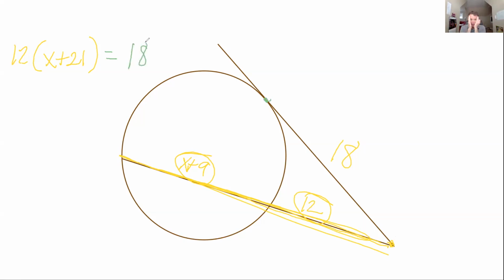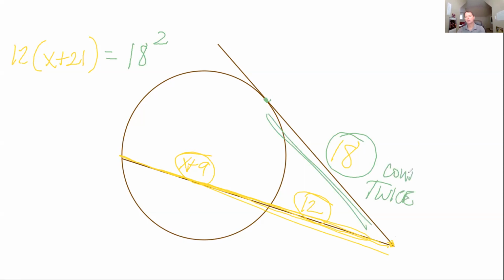But, oh boy, what about the other one? It's also 18. So when you have a tangent, then this leg counts twice, okay? It counts twice. So this is our problem, and this is still not too bad. I'm going to show you eventually where the really difficult parts of this are. But let me just do some distributive property here.